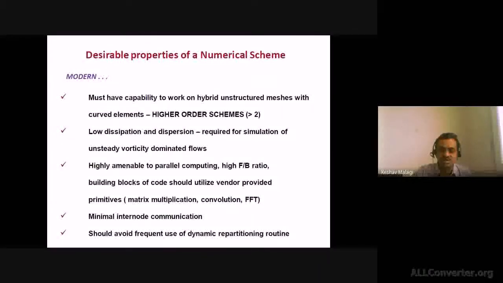Minimal internode communication, as I said. The data transfer between processes when you are running on a large machine should be very minimal.